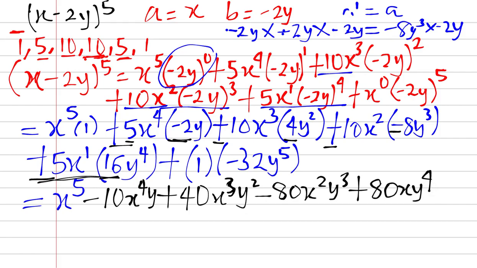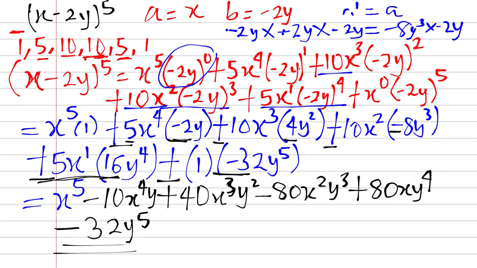Now here, minus times plus, plus times minus. That will give us minus. Are you seeing that now? Then 32 y raised to power 5. So this is the answer for our expansion.